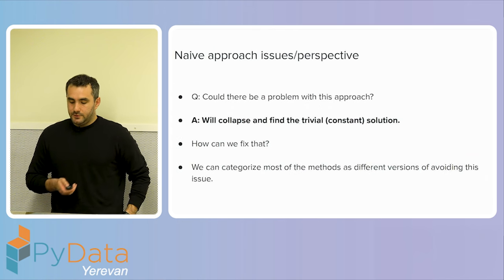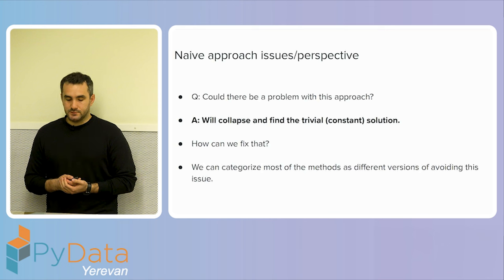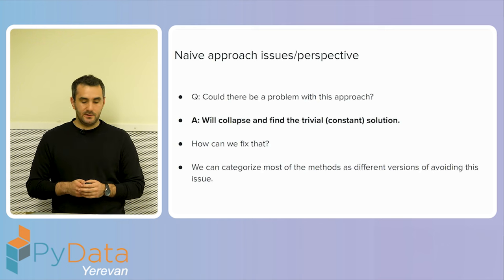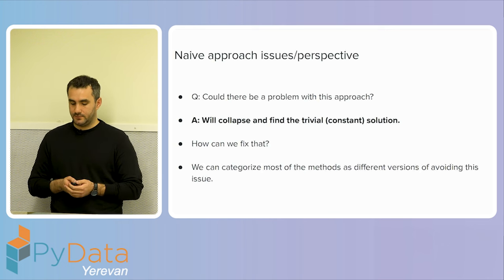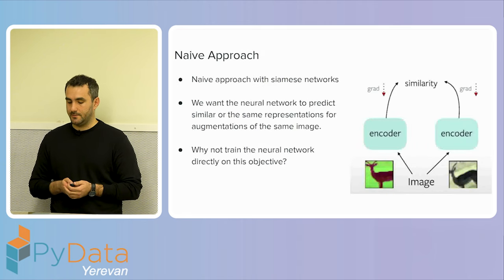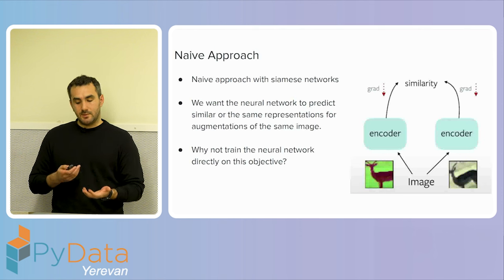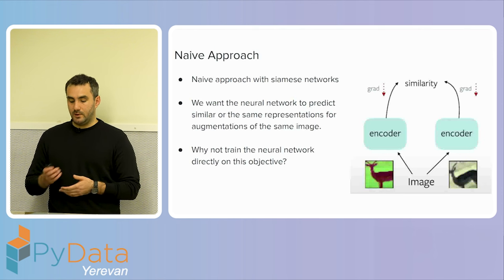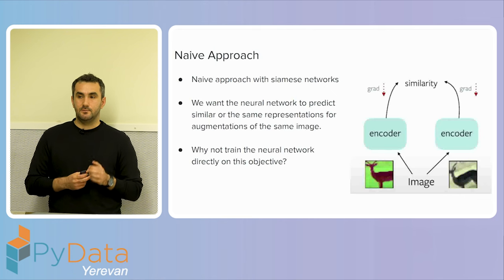All the recent modern research is focused on avoiding this issue, trying to change one side of this network or somehow changing the way we input the data set, just making sure that we avoid this trivial solution.